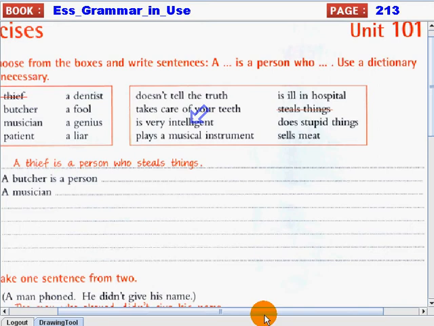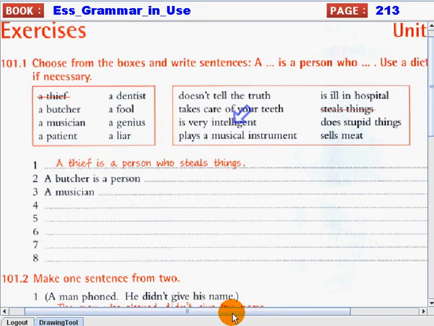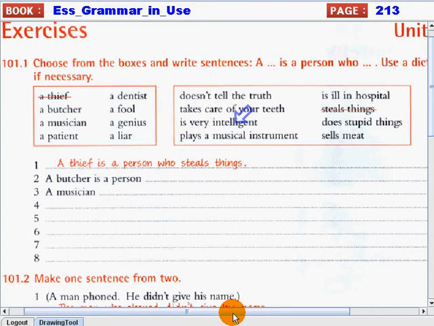Now, again, what are the relative pronouns that we know? Yes, you're right. Those are that, which, who, whom, whose, whichever, whoever, and whomever. Let's have our first activity.